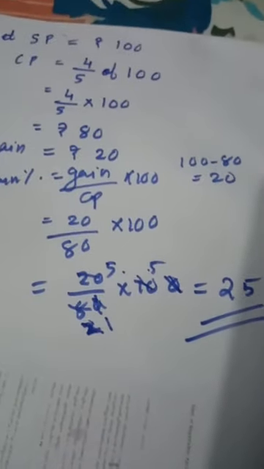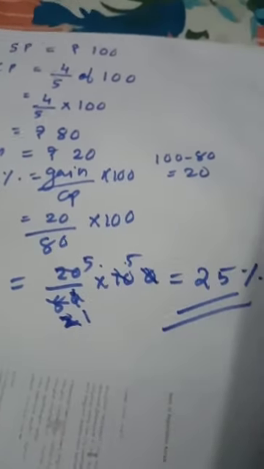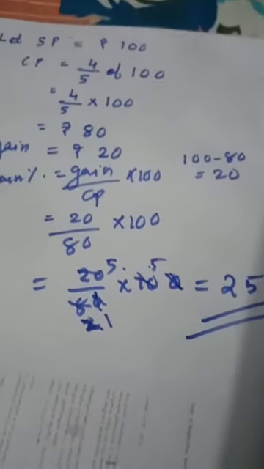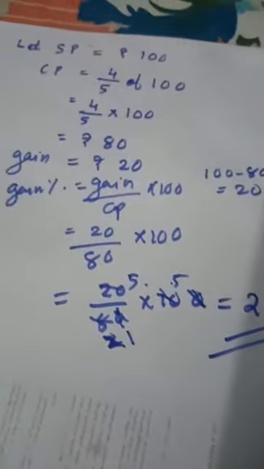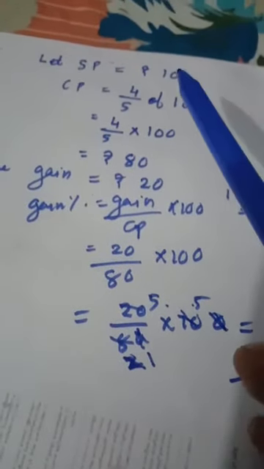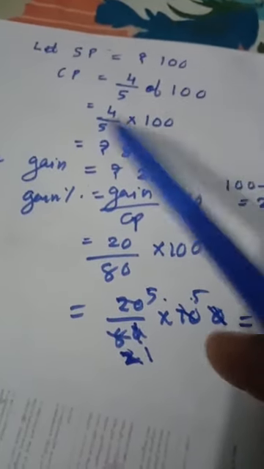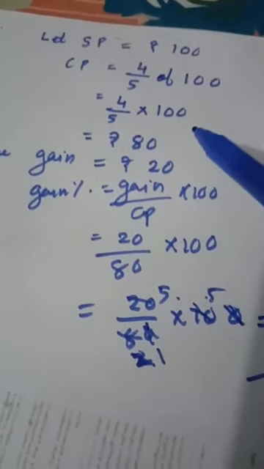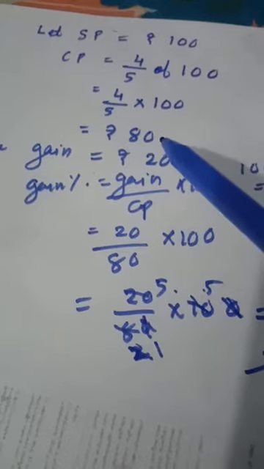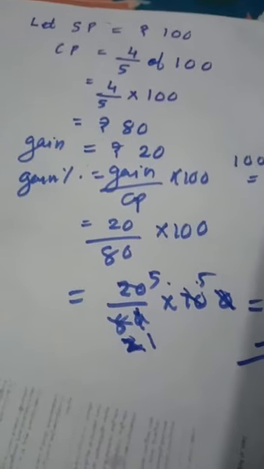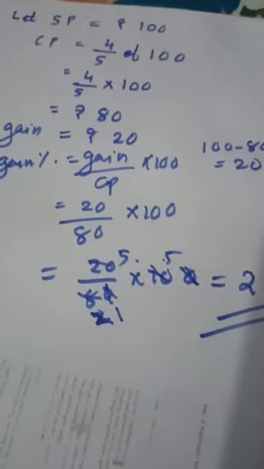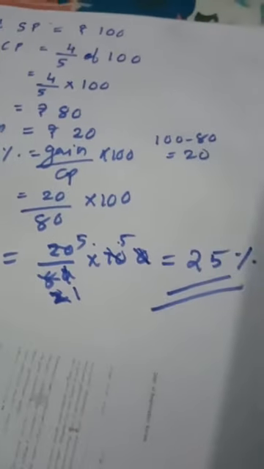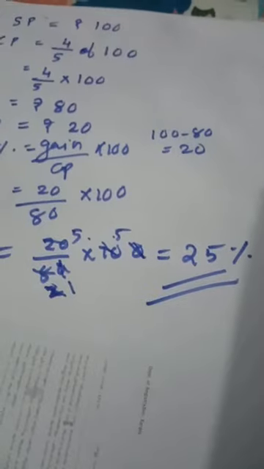Very simple problems. You just do it carefully, then you will get the answer. First, let the SP be 100. Then CP is 4 by 5 of 100, which is 80. So SP 100 and CP 80 means 20 rupees profit. Then find the profit percentage by applying the formula gain by CP into 100. Gain means profit. 25% is the profit.